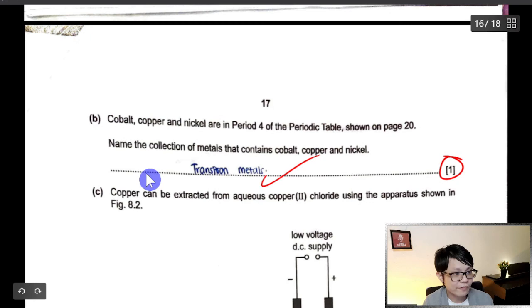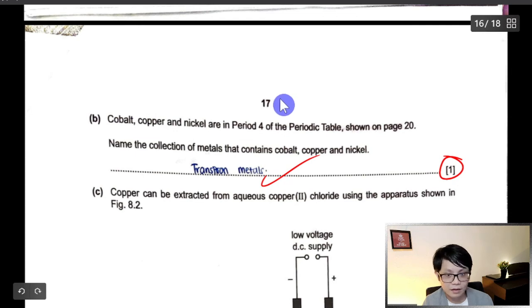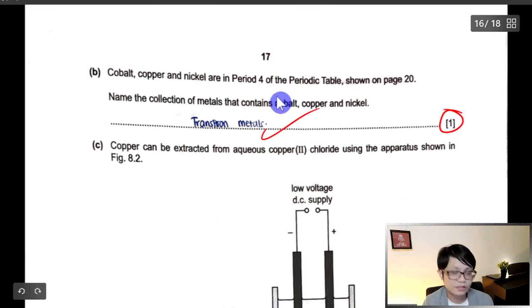Okay, very fast. Name the collection of metals: transition elements, correct. And I think I teach until here. I continue next time.